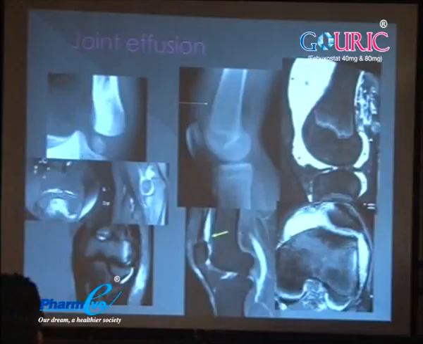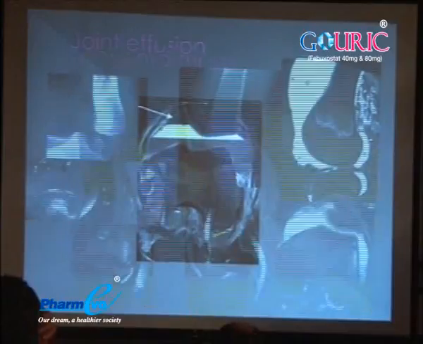This is again a heavily T2 weighted image, which is a fluid sensitive image. Fluid anywhere will be very, very bright, and you see a lot of fluid in and around the knee joint, and on the axial images around, behind the patella.